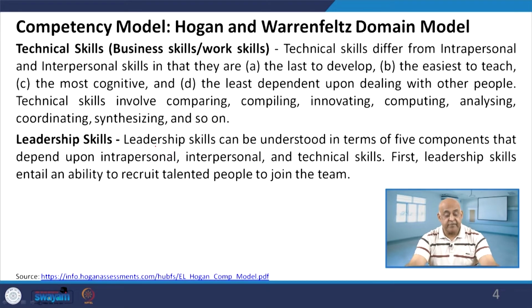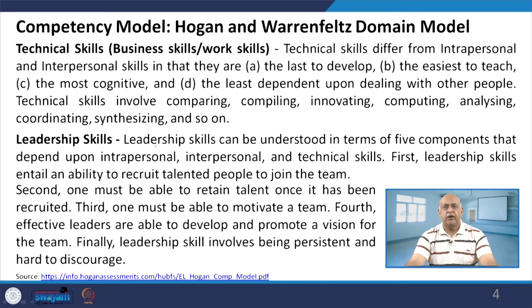Then there are technical skills, business skills and work skills. These technical skills differ from the intrapersonal and interpersonal skills in that they are the easiest to teach, especially with running a machine, where physical teaching is possible. They are the most cognitive and the least dependent upon dealing with other people. So, here it is about yourself only. This is very important. In the organization we have to interact with others, while in technical skills it is our own work.